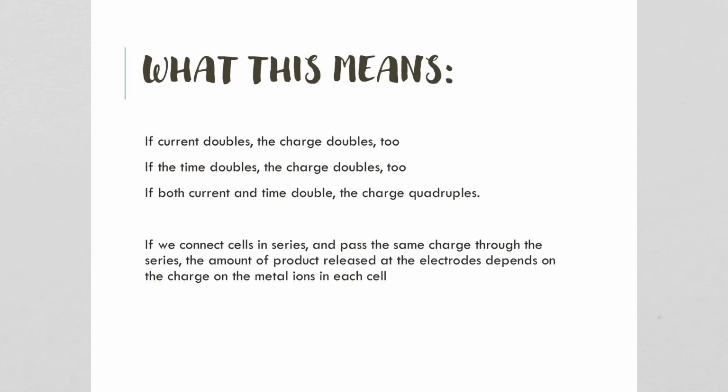What that means is if the current doubles, the charge doubles too. If the time doubles, the charge doubles too. But if both the time and the current double, the charge will quadruple. So if we connected cells in series and passed the same charge through the series, the amount of products released at the electrodes would depend on the charge on the metal ions in each of the cells.